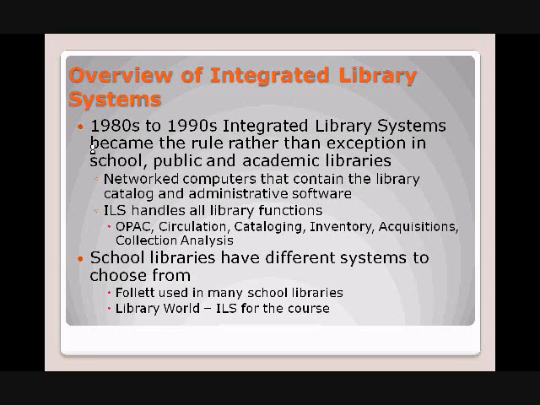School libraries typically have a number of different systems to choose from. Here in Kentucky, Follett Destiny is currently the ILS of choice for most school libraries. This is a web-based system. And in Jefferson County and in this class, Library World ILS is used.